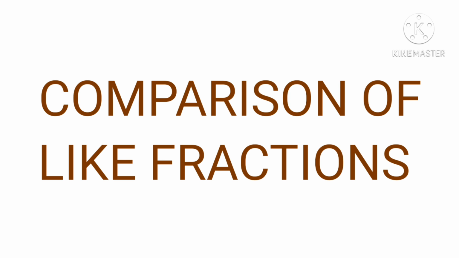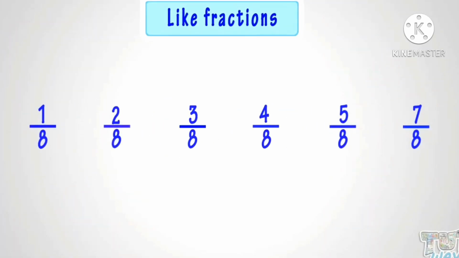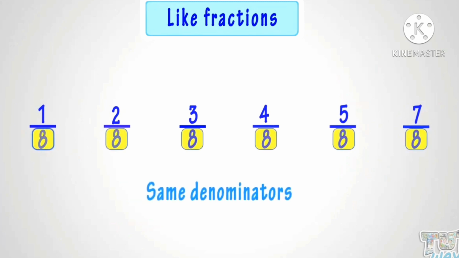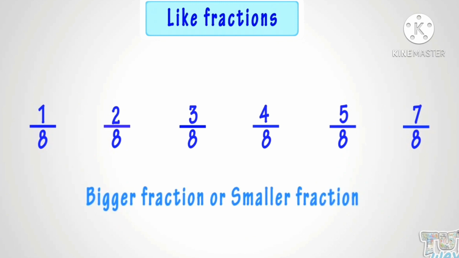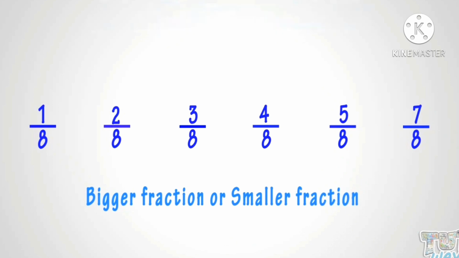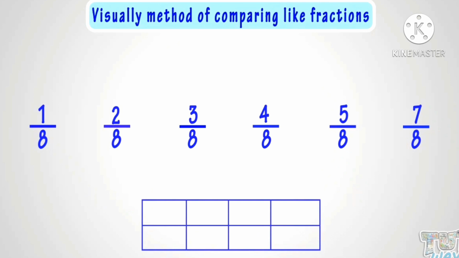Comparison of like fractions. Now let us compare some like fractions. Here are a set of like fractions. We can see that all of them have the same denominator 8. Now let us see which fraction is bigger and which fraction is smaller. Now let us see it visually.